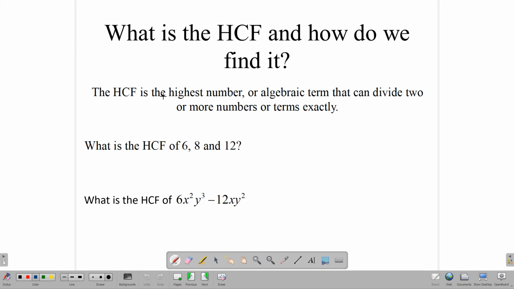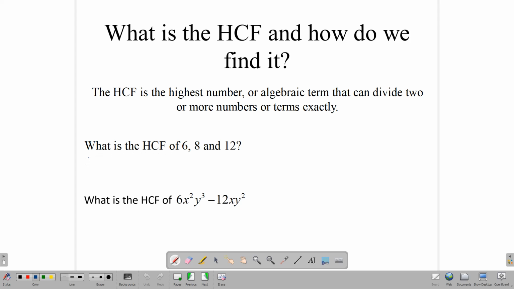The highest common factor is the highest number or algebraic term that can divide two or more numbers or terms exactly. And by exactly, we mean that there's no remainder once we're finished dividing. Let's look at this one. What is the highest common factor of 6, 8, and 12? To do that, we need to first write out the factors of 6.